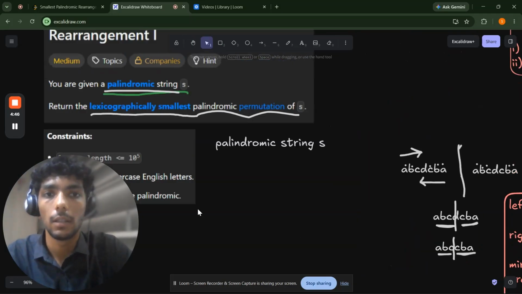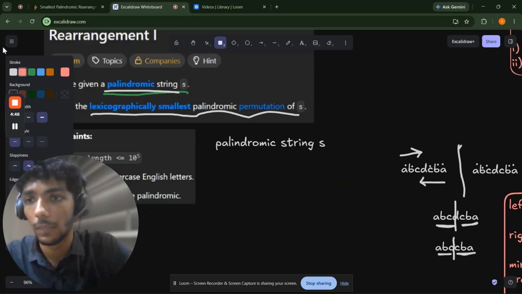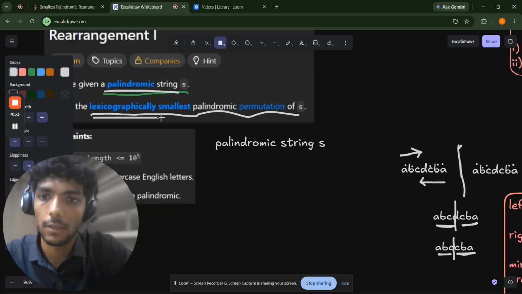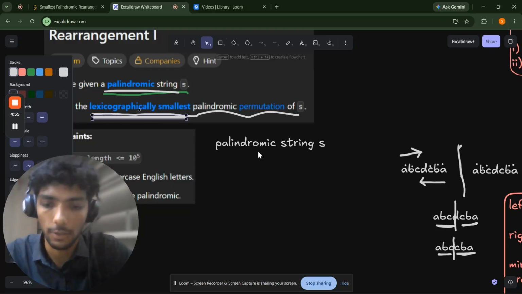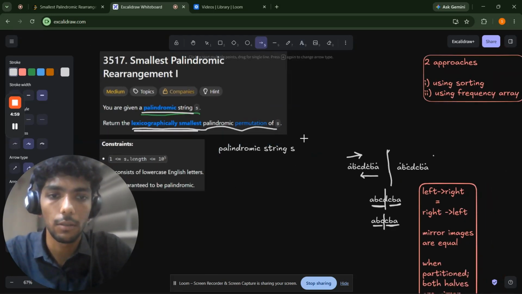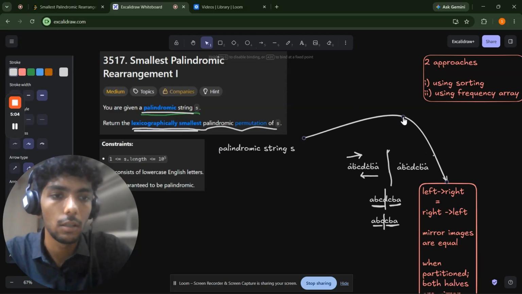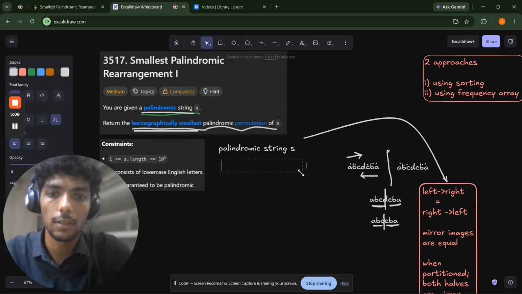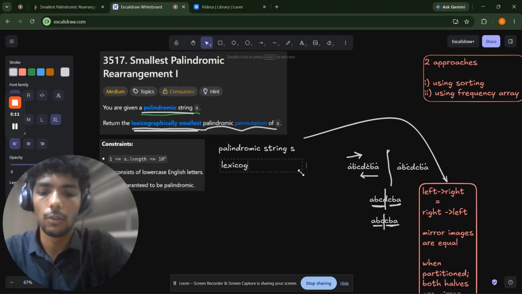Now, where were we? We need to return the lexicographically smallest. Let's first understand what lexicographically smallest is. Let's give one arrow over here. And now we will understand what lexicographically smallest means.